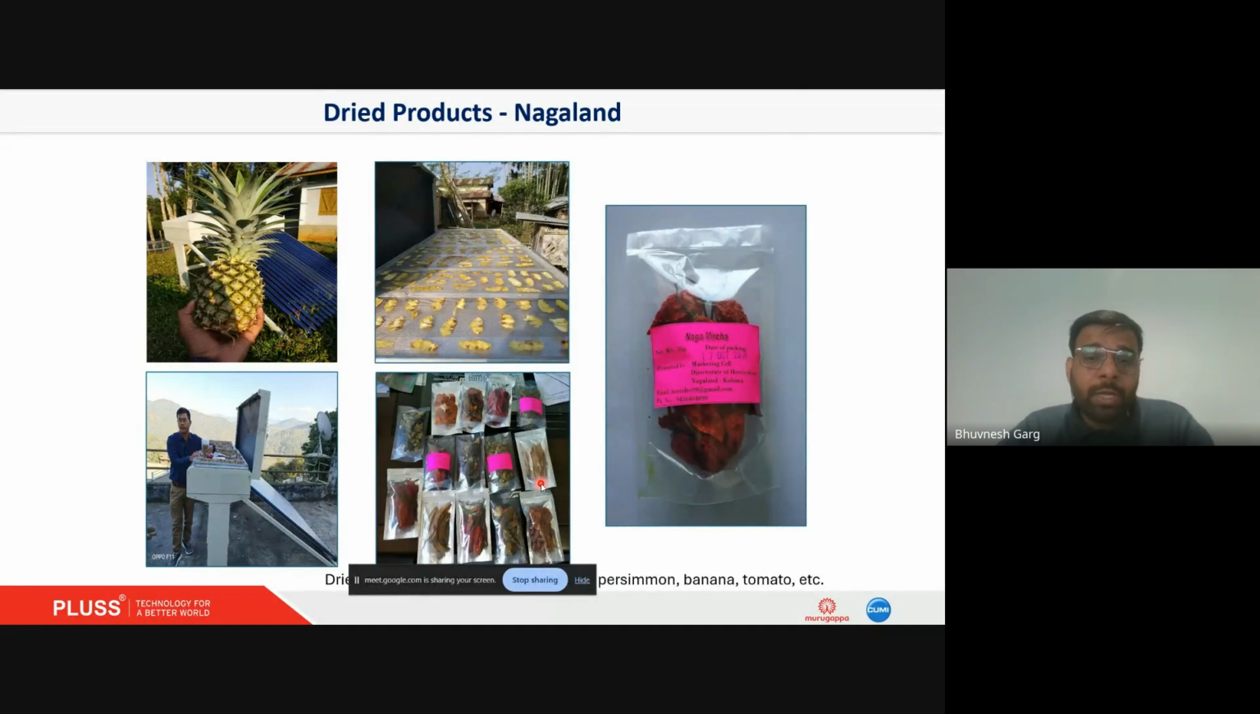And the pineapple also, the taste of the pineapple was so good and delicious to eat after drying. So it was maintaining its textures, colors, and everything.